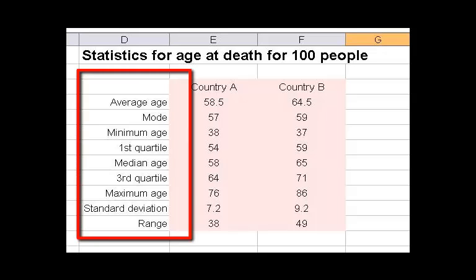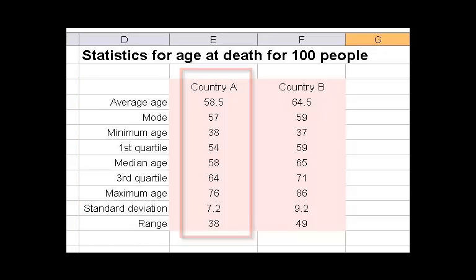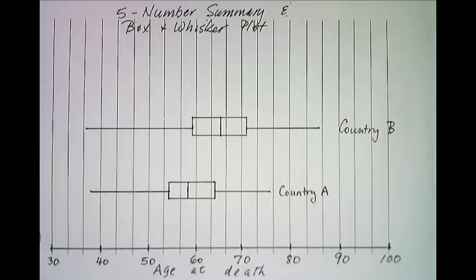Here are the statistics for the two countries that we talked about earlier, country A and country B. We took the 5-number summary and we made box and whisker plots for the two countries. The minimum, the first quartile, the median, the third quartile, and the maximum will give us the distribution of the age at death for the two different countries.